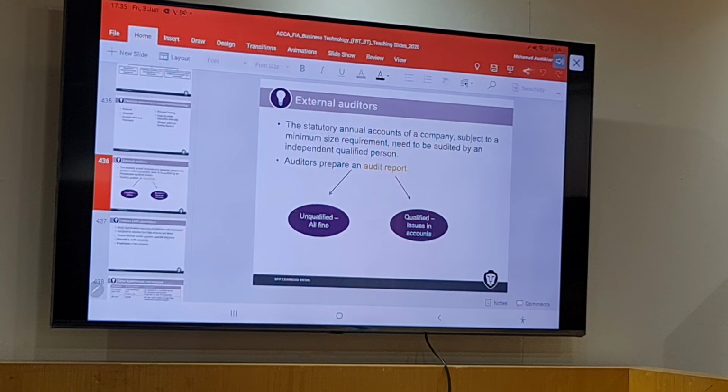In a company, if you have one or two issues, you issue a qualified audit opinion. If everything is an issue, then you cannot give a good opinion. That opinion we call an adverse opinion. There is a fourth one, disclaimer.